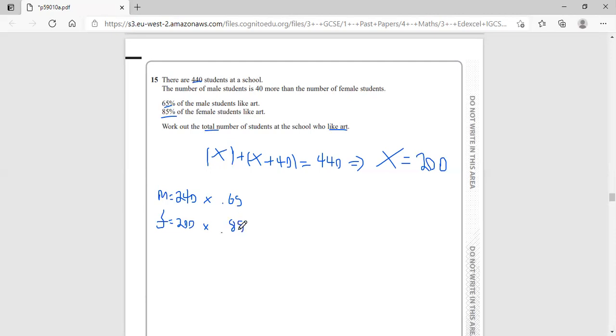There's a video that I've made on how to convert decimals to percentages to decimals that you might want to check out. So you put those both in your calculator, you will get, so 240 times 0.65 gives you 156.